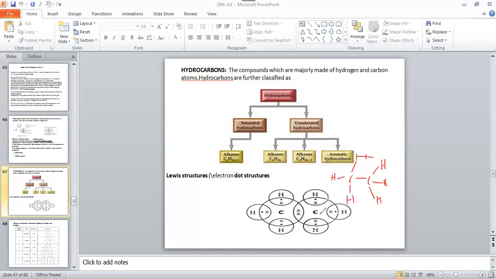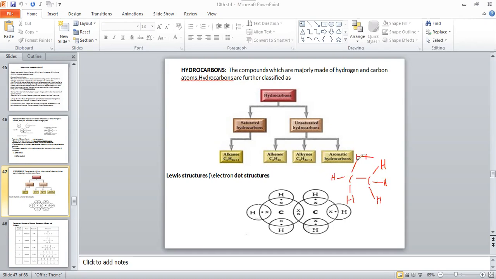In the electron dot structure, this carbon-carbon single bond consists of these two crosses, meaning two electrons of carbon are mutually shared. Therefore, it is a covalent bond, a carbon-carbon single bond. Then there are carbon-hydrogen bonds: 1, 2, 3, 4, 5 and 6. So there are 6 carbon-hydrogen bonds.